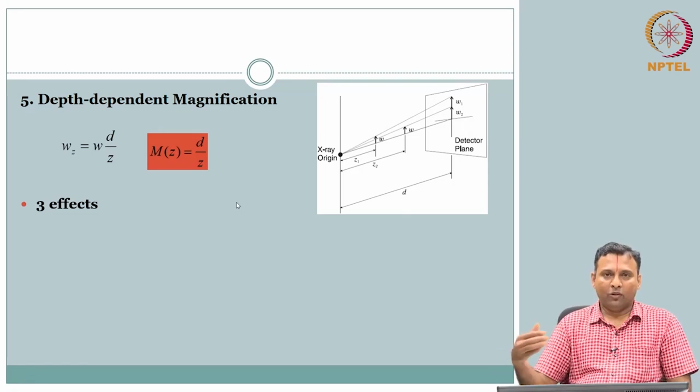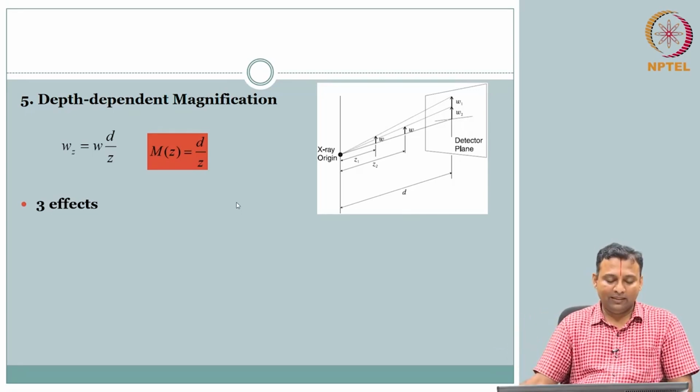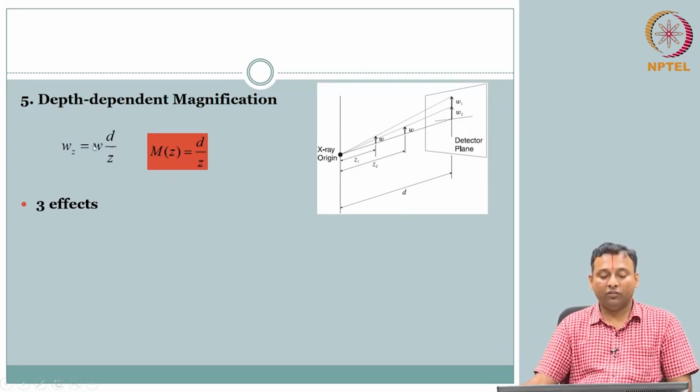Why? So that, crudely, is one measurement. Is that all? Are there any other effects because of this problem? Are there any other problems that you see in the image because of this effect? There are three other effects that come because of this problem, because of this depth dependent magnification.